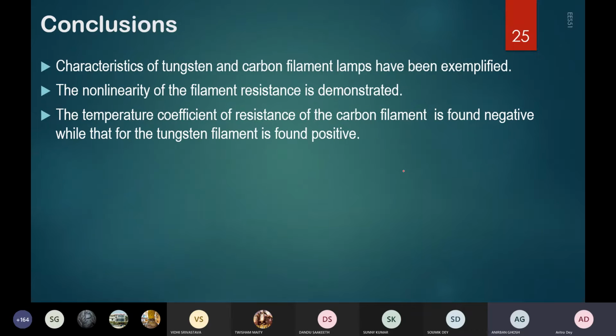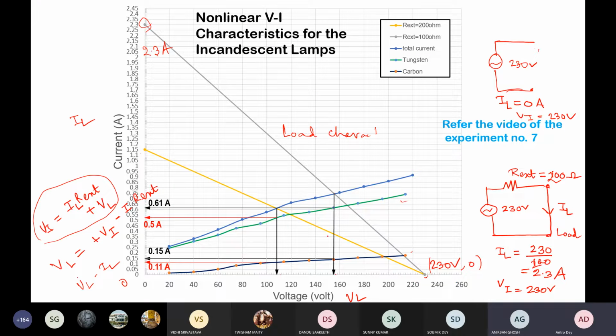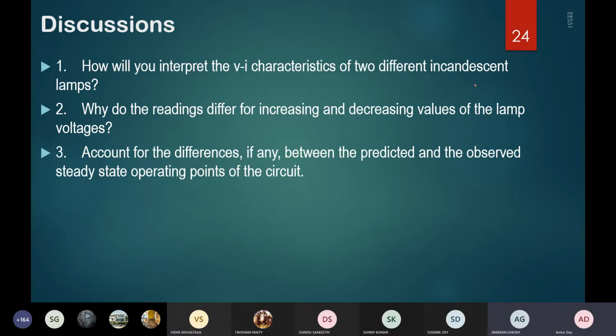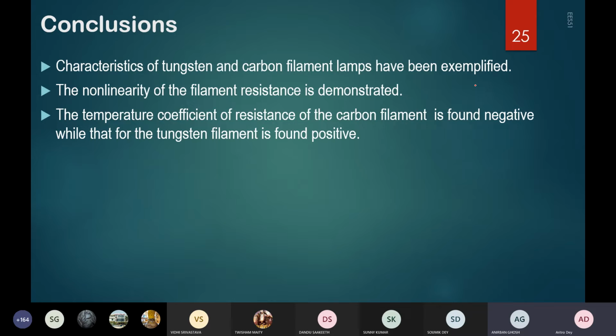Okay. So these are the conclusions: characteristics of the lamps have been exemplified. Nonlinearity has been demonstrated from the plot itself. You can see it is not linear. There is a knee point kind of thing for the carbon. The temperature coefficient is found negative for carbon, while that for tungsten is found positive. You have to check this by taking the slope at two different zones, and that I leave up to you. This is the point where you can ponder and write.